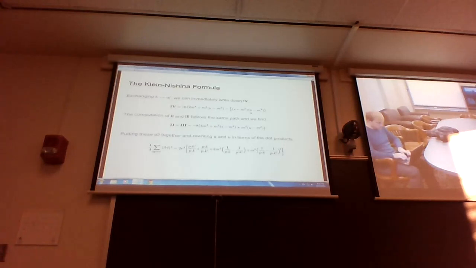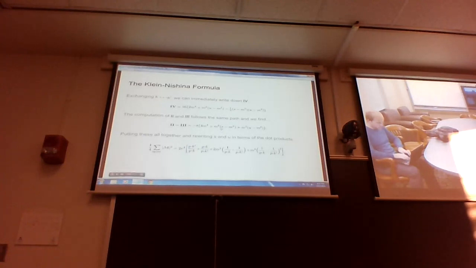Okay, and then finally, I'll leave it for you guys at home to do. You can do the calculation of the trace 2, and then use the fact that 2 and 3 are equal, and you find this. Again, it's just some linear combination of masses and ST.